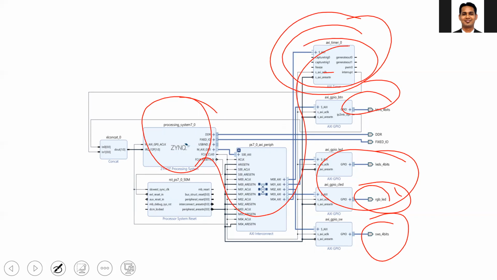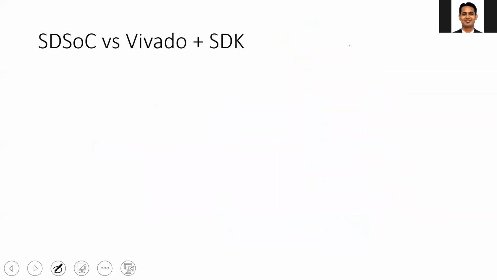Now, as we discussed, in case of SDSoC, you don't need to worry about how your processor communicates with the IP, or what drivers they use. Everything is done in an automated fashion. You don't have much control over the block diagram. While in case of the Vivado SDK design flow, you have complete control over the block diagram and how the communication happens between the processor and the IPs.